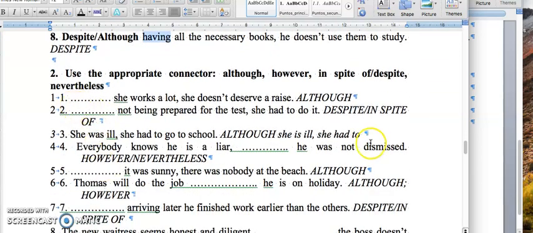Okay, we have to finish the sentences, or let's complete the sentences, no? In this case, it's although, at the beginning of the sentence, comma, not plus ing, despite or in spite of. She was ill, she had to go to school. Although she was ill, sorry. She had to go to school.